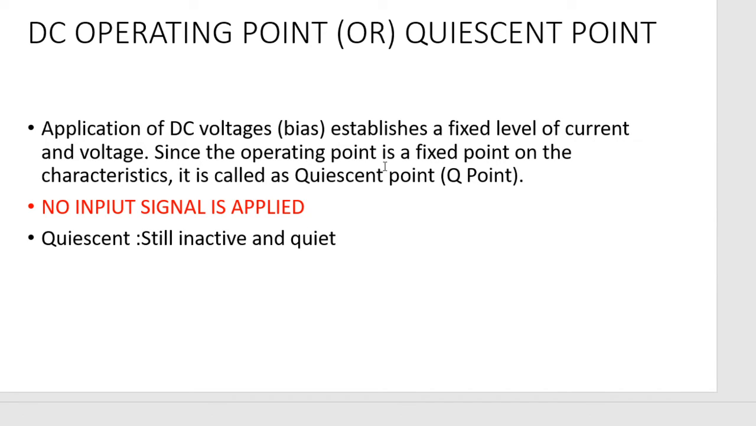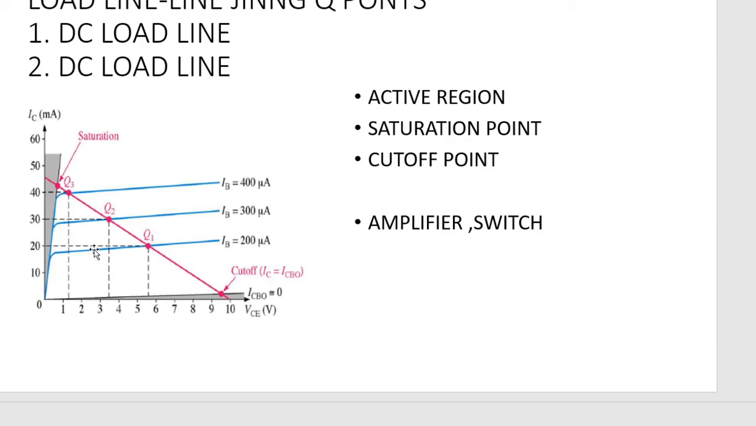These fixed values of voltages and currents establish a point on the operating characteristics, and we call these points the Q point or the DC operating point. The Q point is obtained when no input is applied. We are not applying any input AC signal to the base; we are applying only a DC signal to bias the transistor. It establishes these points on the curve, Q1, Q2 and Q3.